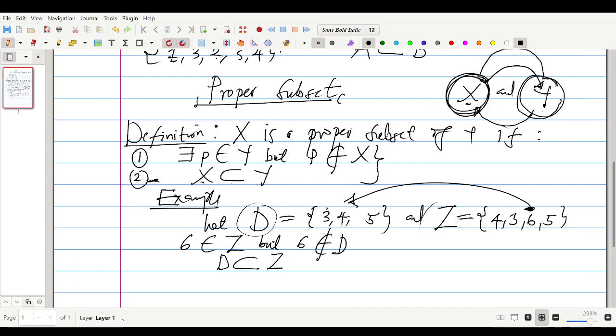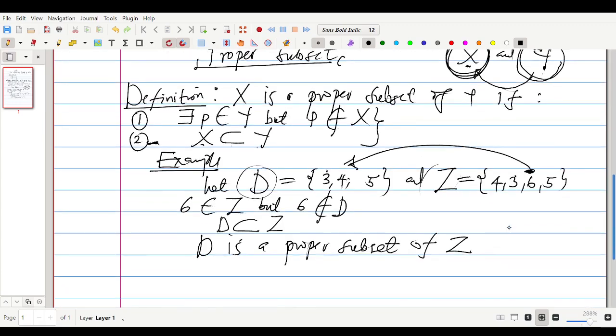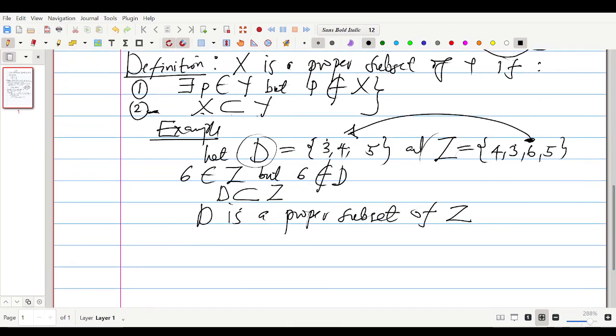So the two conditions are satisfied, and therefore D is a proper subset of Z. In some mathematical literature, the proper subset is written like this: very slight, not as curved as the other one you are seeing here. So this one means that D is a subset of Z, and D is also a proper subset of Z. Hope you get that. Now we'll go to the next concept.